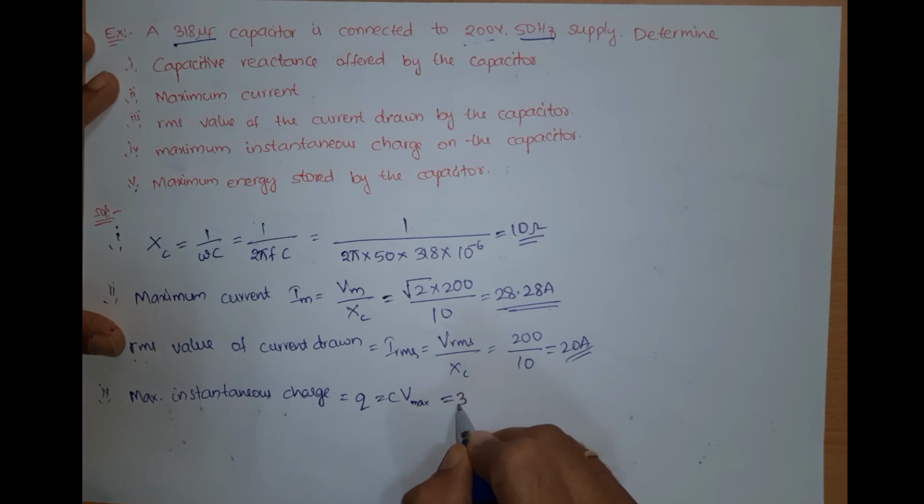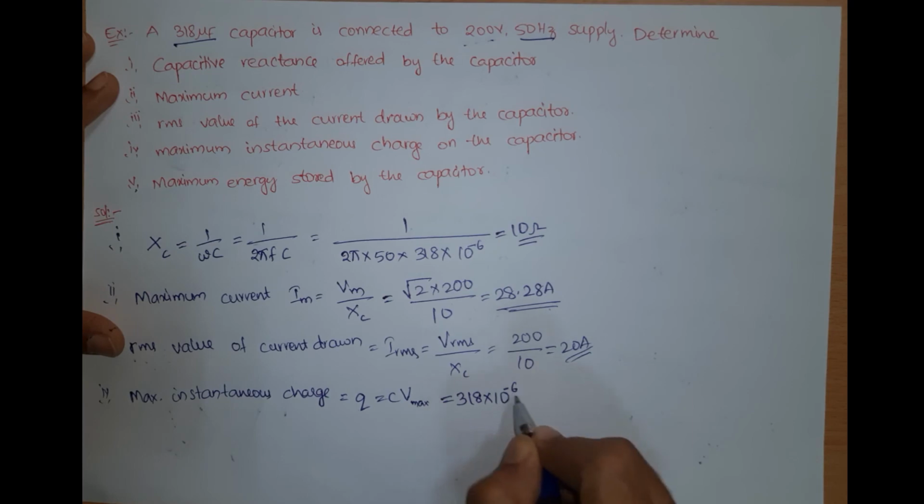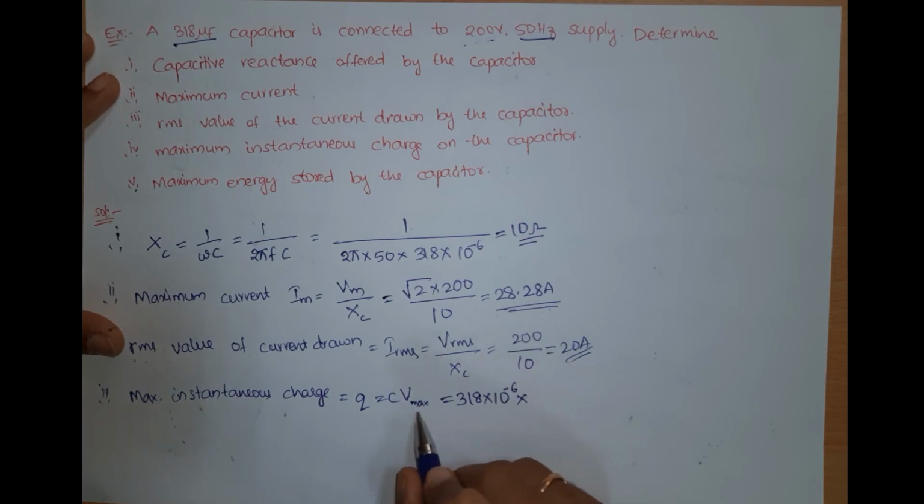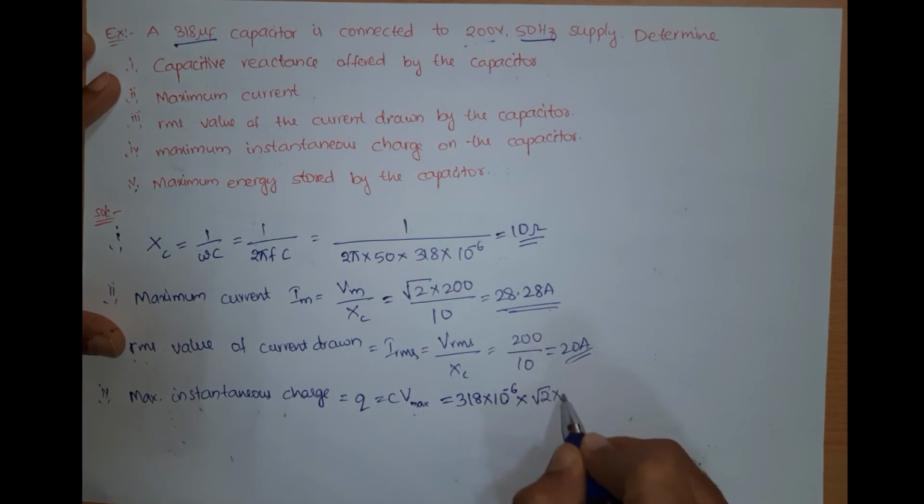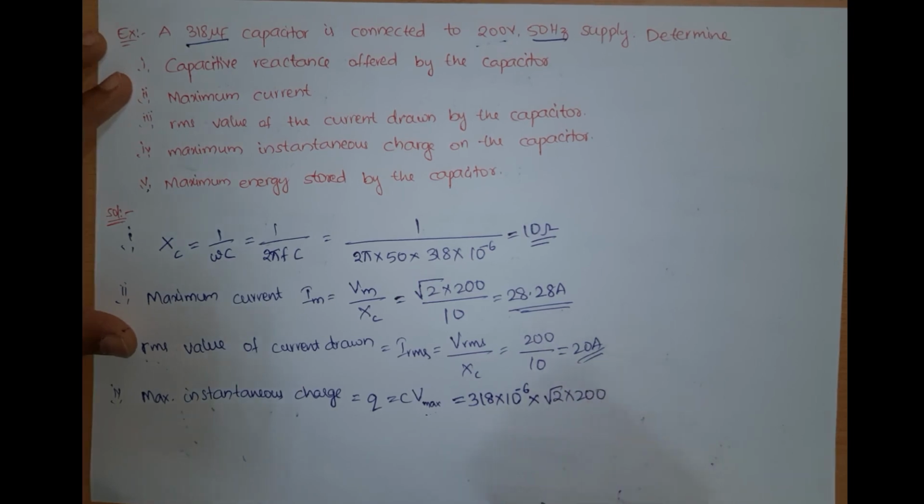C is given as 318 into 10 to the power of minus 6, into V max. V max is what? Here we have taken root 2 into 200. So this is the value of maximum instantaneous charge. You will obtain it as 0.09 coulombs.